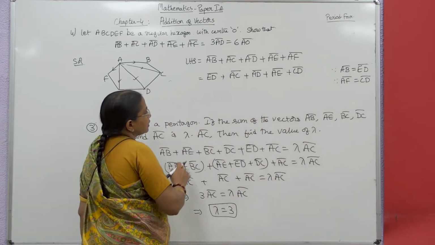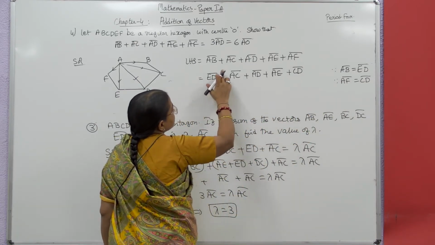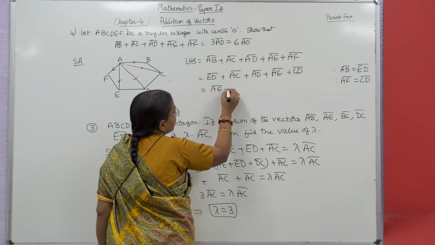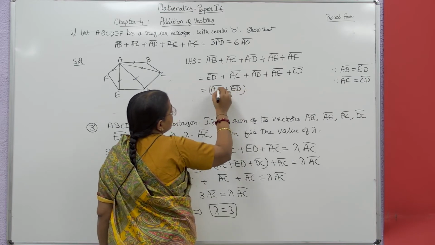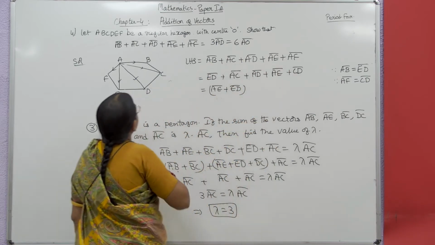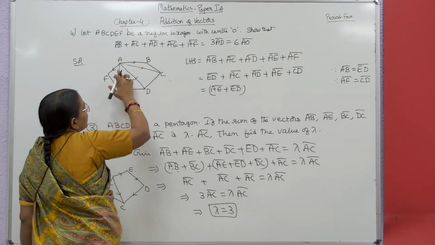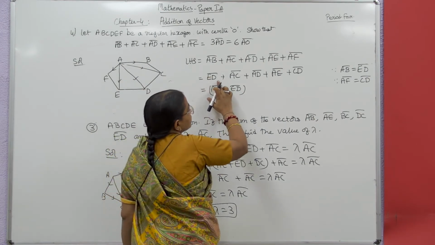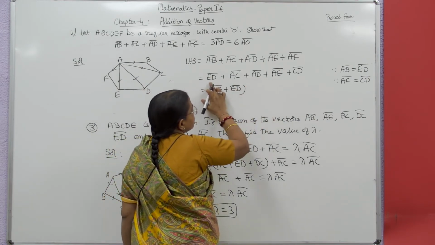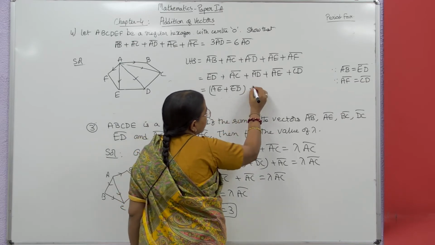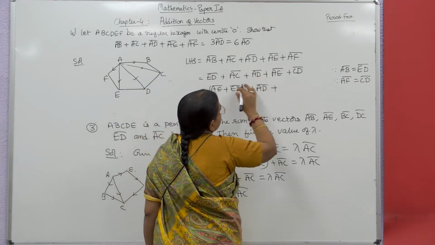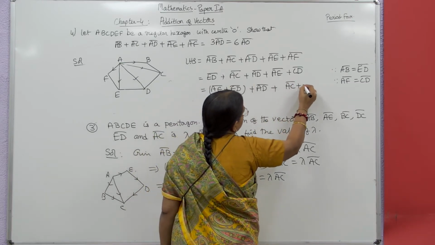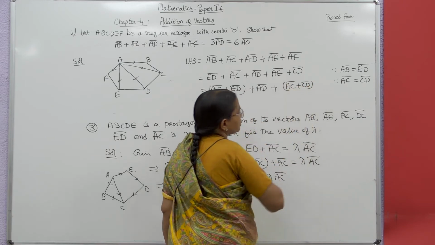Now you group the terms like this. AE plus ED is AD. So you write AE and then ED together. So only the first one and the last one we are changing. We are writing AB as ED and at the same time AF as CD. Only these two you change. Now group the terms like this. AE plus ED is AD. This AD we write as it is. And then AC plus CD becomes AD, because its continuation is here.